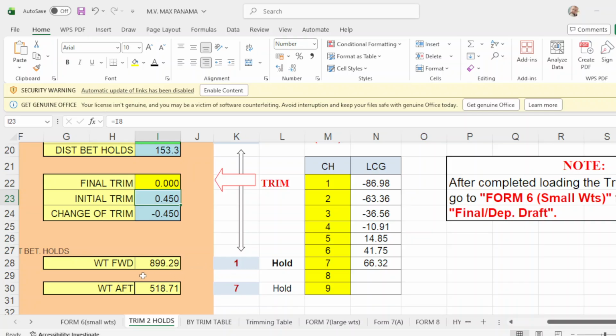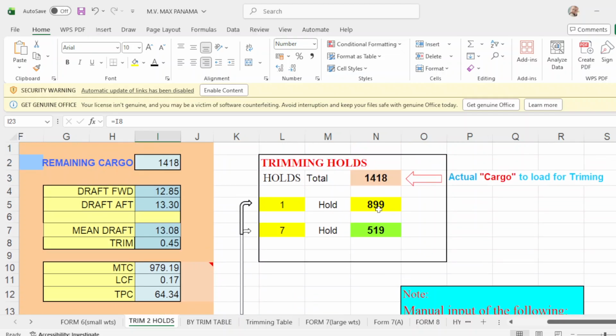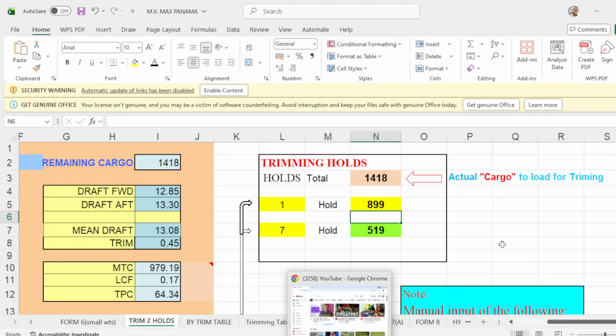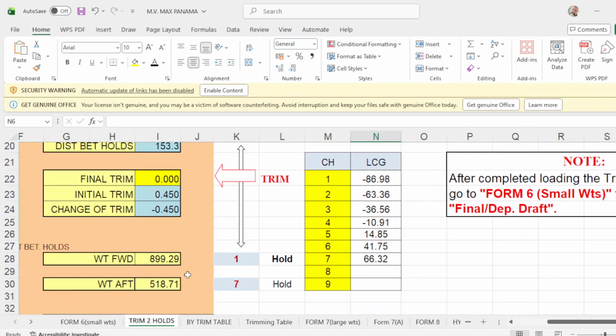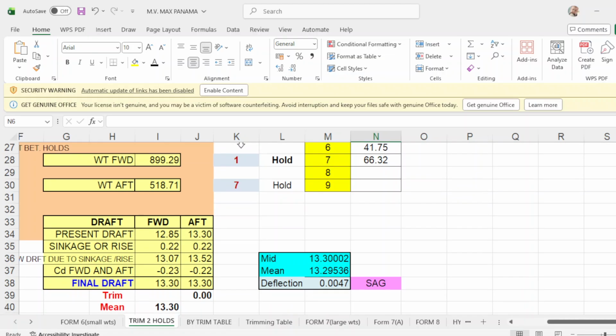In hold number 1, it says you have to load 999. So you put here 899, I'm sorry, 899. Then number 7 would be 519, if you round it up, and your departure draft forward will be 13.30, aft draft will be 13.30. You have 0 trim, and your mean is 13.30, and you have maintained your aft draft of 13.30, which is the summer draft, and your deflection is 0.